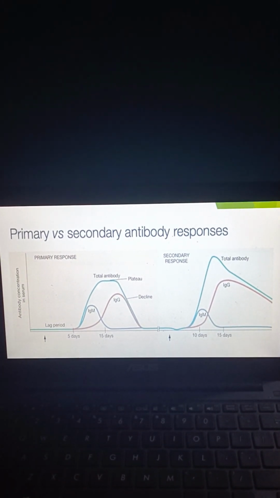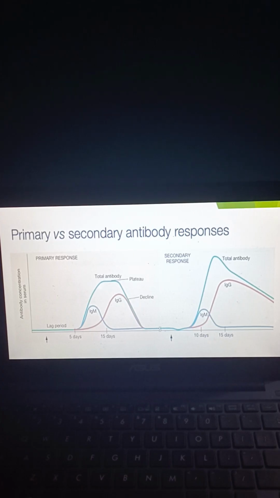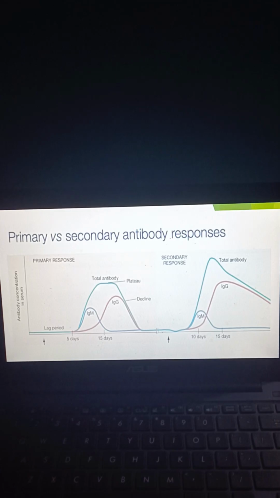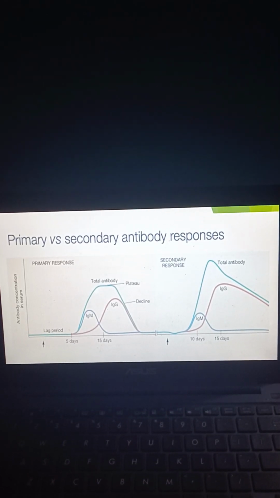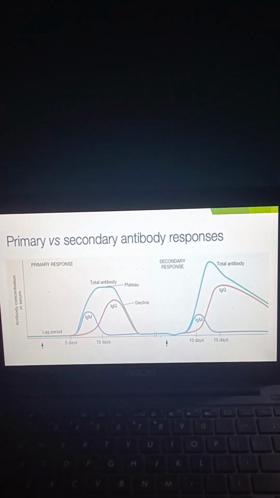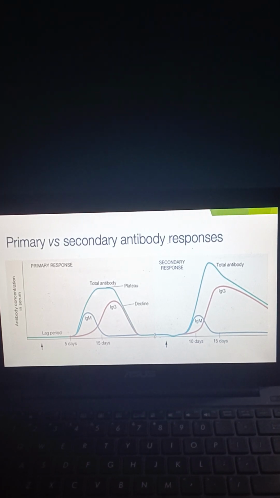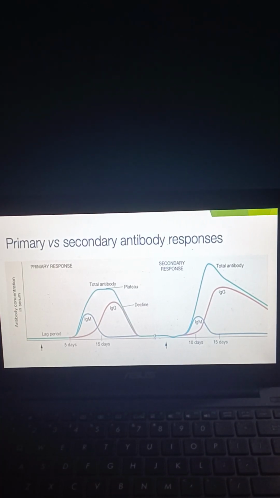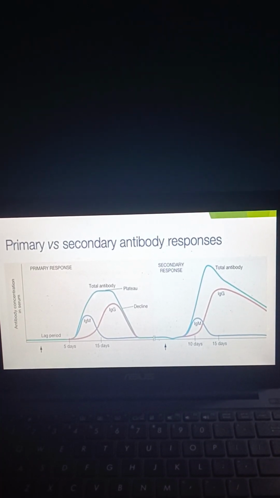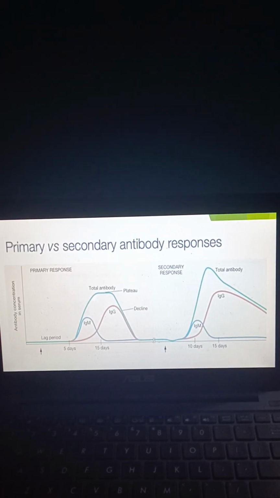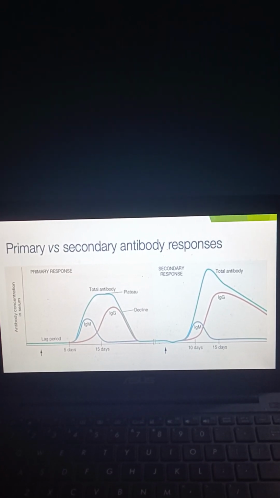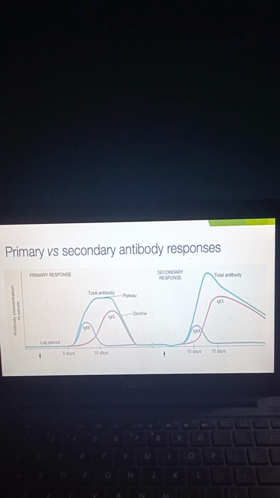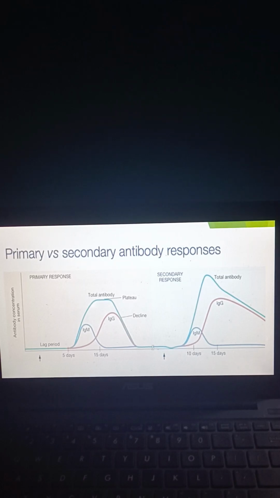Then primary versus secondary antibody responses. This is the graph showing the same. In case of primary response there is a lag period. On 5 days there will be IgM, and total antibody will increase up to 15 days. Then IgG will increase after 15 days, then decline, and total antibody will plateau at 15 days, then decrease.